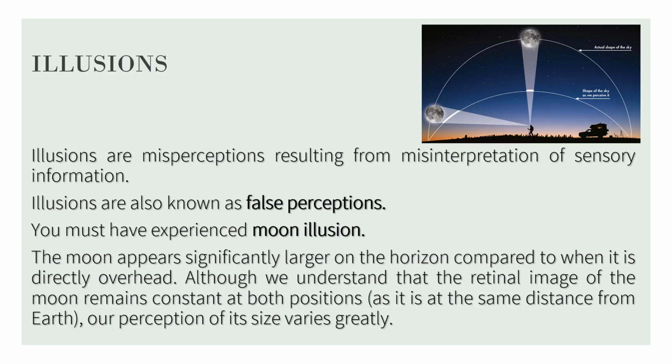Now coming to illusion. Illusions are misinterpretation or misperception resulting from sensory information, also known as false perception. And you must have experienced the moon illusion. What is the moon illusion? When you see the moon at the horizon, you perceive the moon as bigger in size than when it is up, far from the horizon. The distance of the moon is the same, but you are perceiving it as a different size.